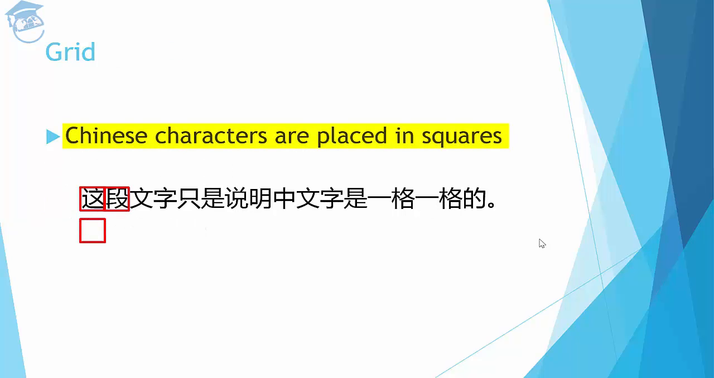Okay, in case you don't know, Chinese characters are placed in squares. So each word has an invisible square surrounding it, which gives it a very neat, arranged and orderly fashion. So when these characters are placed in paragraphs, they have the invisible grid that is surrounding them.